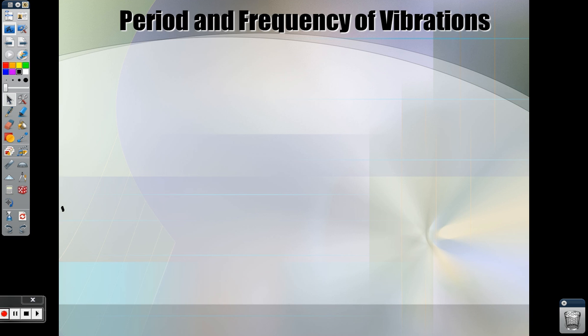All right. In addition to our wavelength and frequency, we have a third variable. This is back to our notes. And that third variable is the period of the wave.